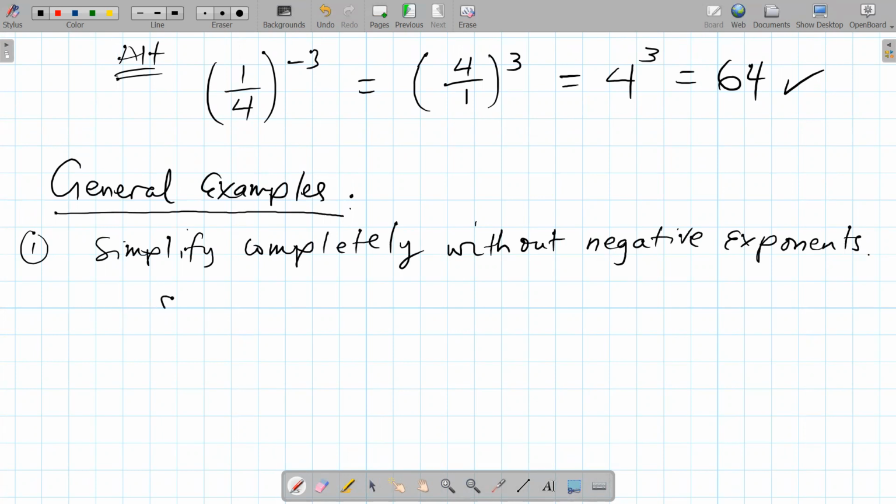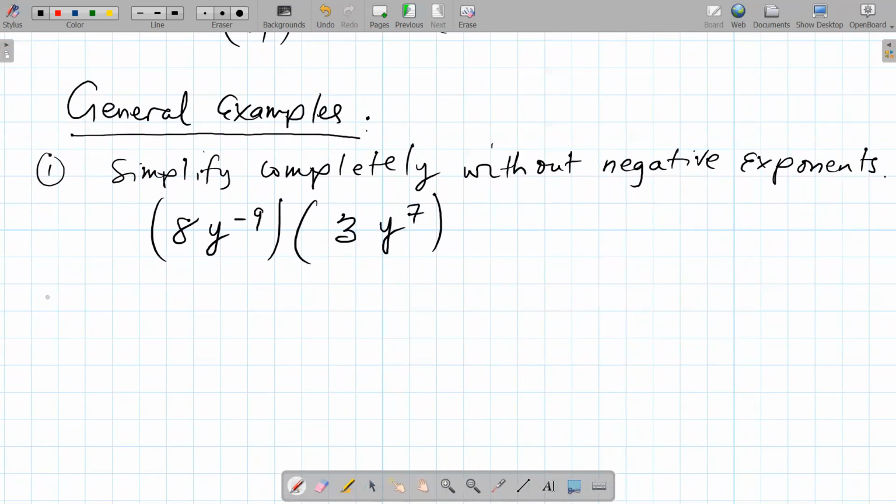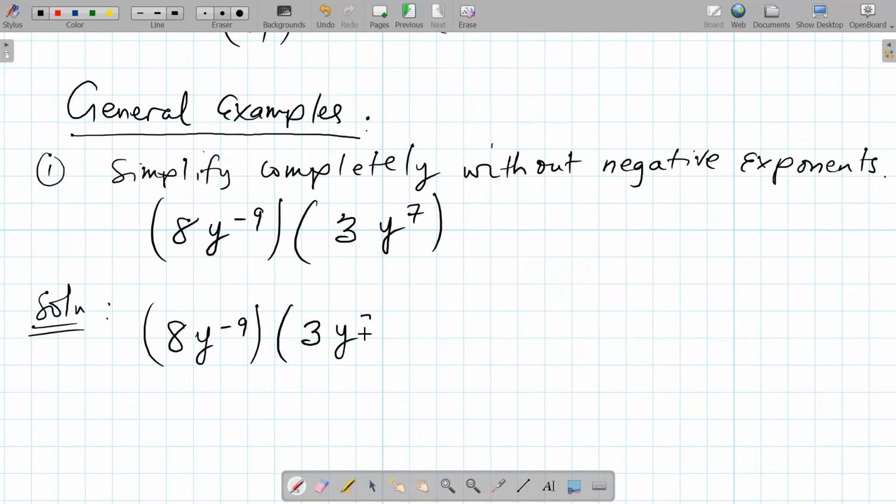So we have 8y to the -9, and then 3y to the positive 7. Let's look at it. Solution: 8y to the negative 9, 3y to the 7. Now what I'm going to do is put the coefficients together.